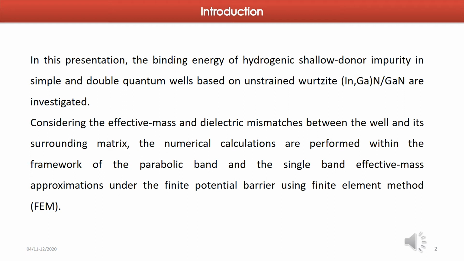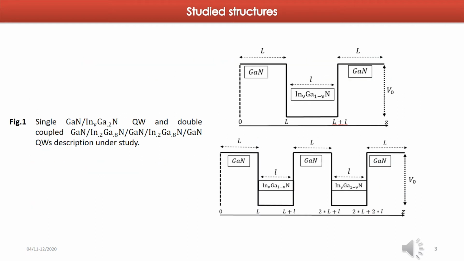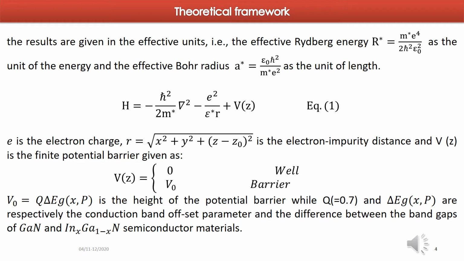finite element method. In this study, we used the structures in Figure 1, a simple quantum well and a double quantum well. The results are given in effective units: the effective Rydberg energy as the unit of energy, and the effective Bohr radius as the unit of length. The form of the Hamiltonian used in our calculations is given in equation 1.